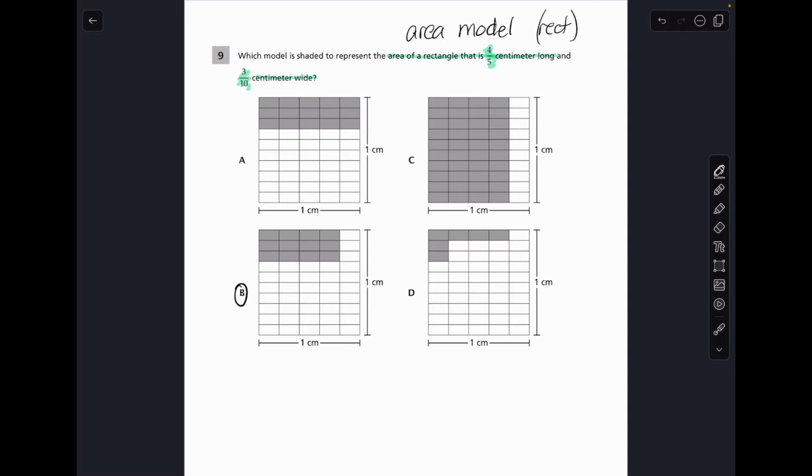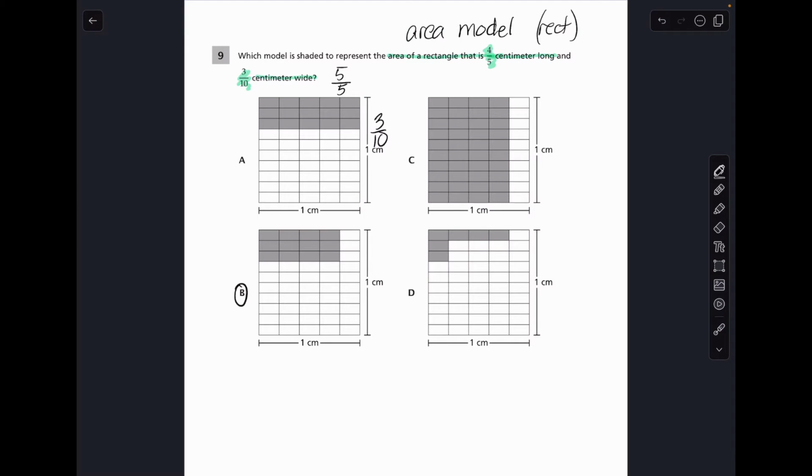Now, the answer for this one is B, clearly, but I'm going to show you how I would figure this out. Looking at the ones, pretty much what you're doing is you're figuring out what fraction it represents the length and width. So with this one over here, I have 1, 2, 3, 4, 5. So I have 5 out of 5 shaded. So I would write that.